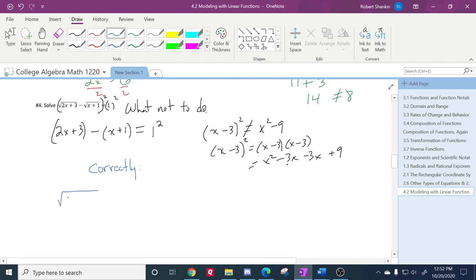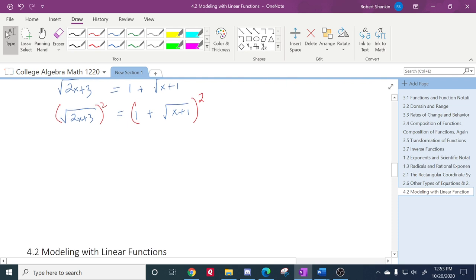So you move one of the square roots to the other side. So you have one square root on each side. Once you have that, then we're going to square both sides. When you square both sides, you have to square the entire side. You can't put separate squares around the individual terms.